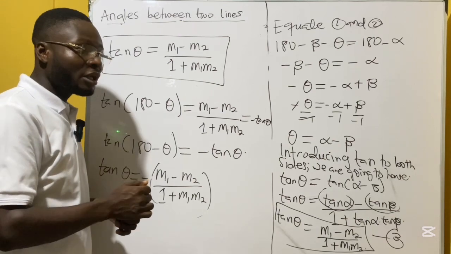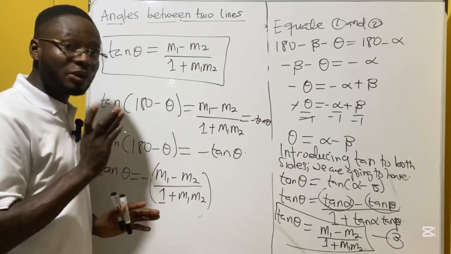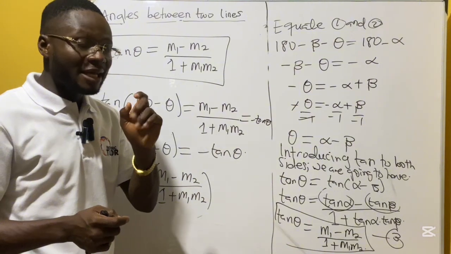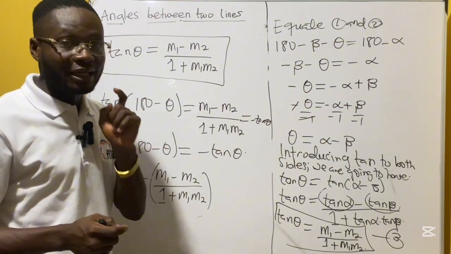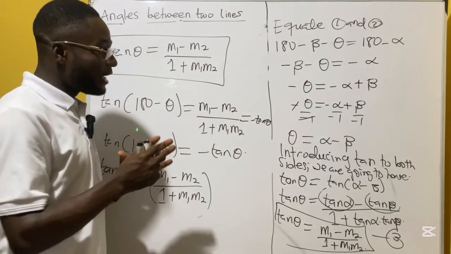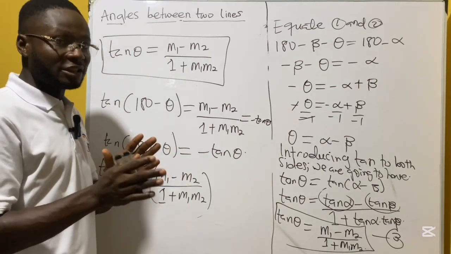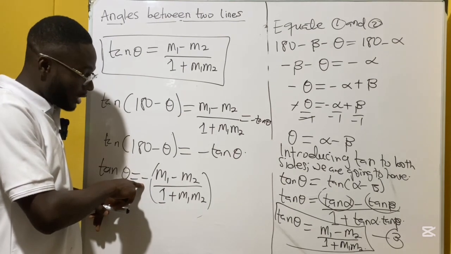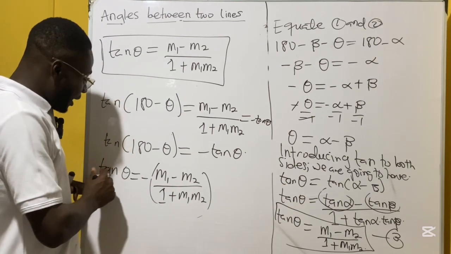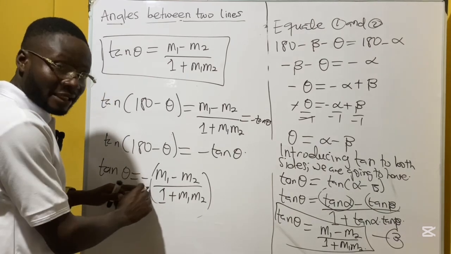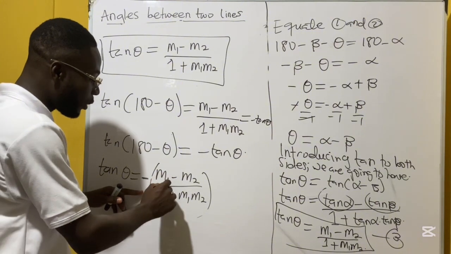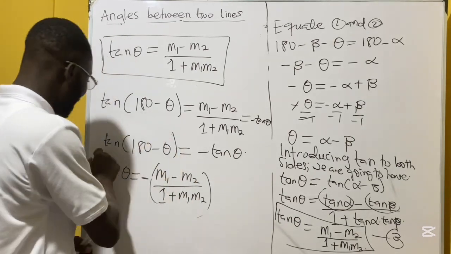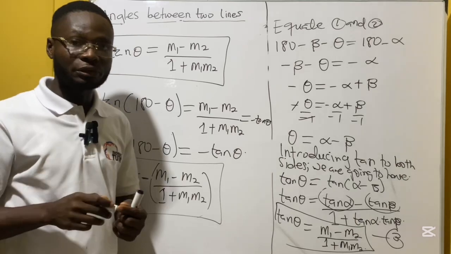So that is why, to avoid this, I always say that you should make sure that M1 is greater than M2, and these two values must be greater than 0. Okay, so if maybe you position the values of M1 and M2 wrongly, then there should be a negative value attached to your formula. So that is when we have tan theta equals negative of M1 minus M2 all over 1 plus M1 times M2. So this is another formula that you can use.